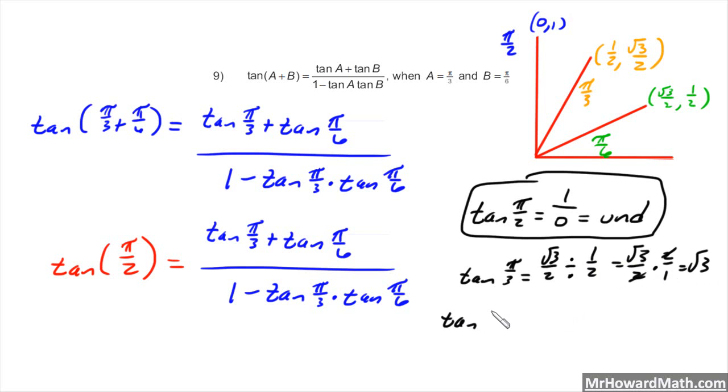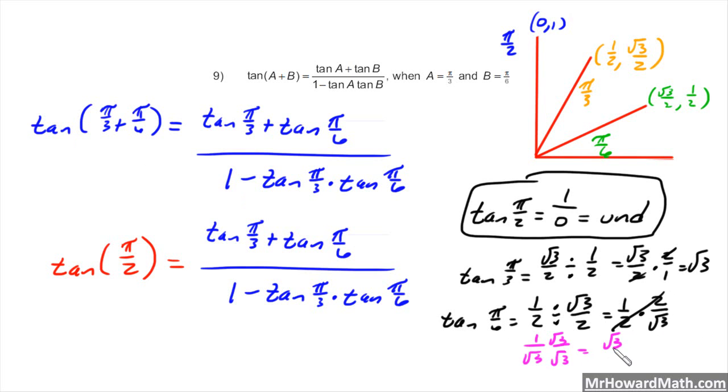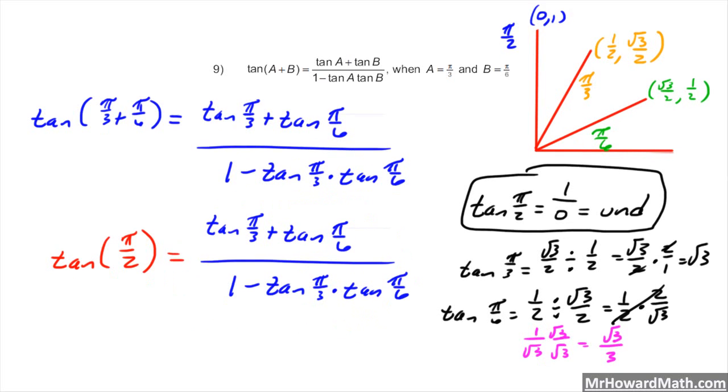Tangent of pi over 6 is the y-coordinate divided by the x-coordinate there, so that would be 1/2 divided by root 3 over 2. So that's equal to, flipping and multiplying, 2 over root 3. So the 2's cancel. We have 1 over root 3 coming down here. We need to rationalize that denominator, so we end up with root 3 over 3 for tangent pi over 6. So now that we have those values, we can fill those in the next step.